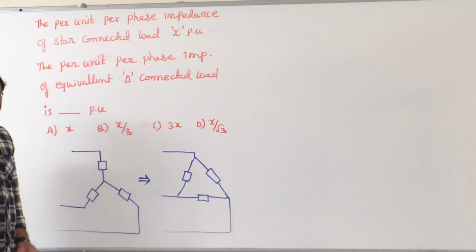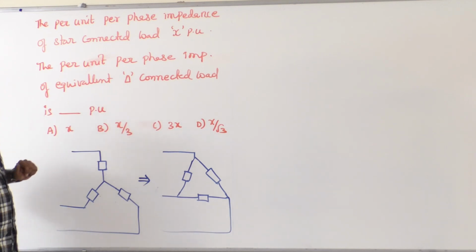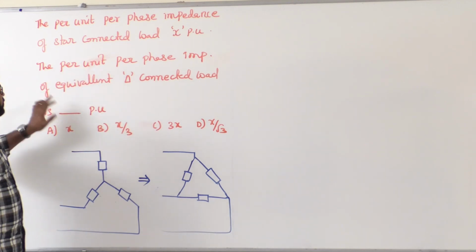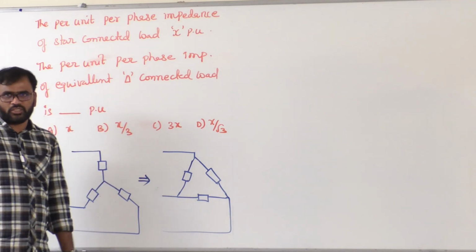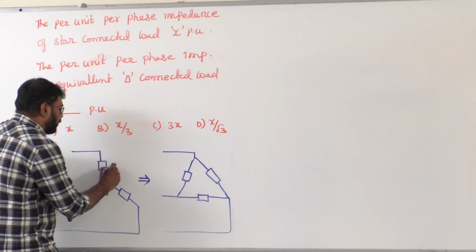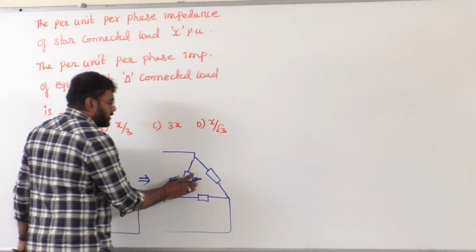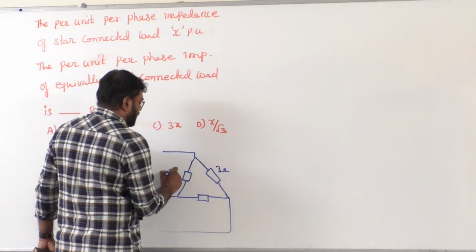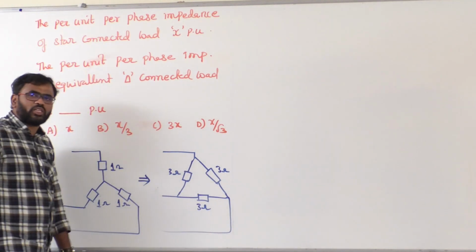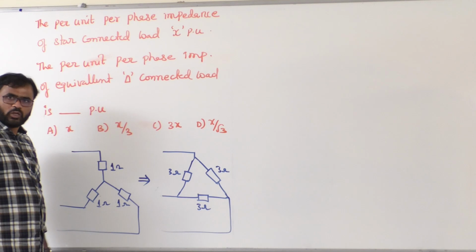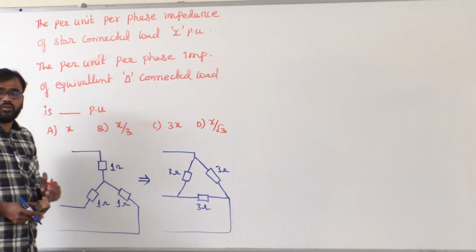Now coming to the next example. The per unit per phase impedance of a star connected load is X per unit. The per unit per phase impedance of the equivalent delta connected load is dash per unit. That means it's a star delta conversion, sir. For example, if this is 1 ohm, 1 ohm, 1 ohm, then what is this value? 3 ohms. Correct or not? See, if this is R, this becomes 3 times the R in case of delta. Clear? But what I am asking is not the actual value relation, but the per unit value relation.